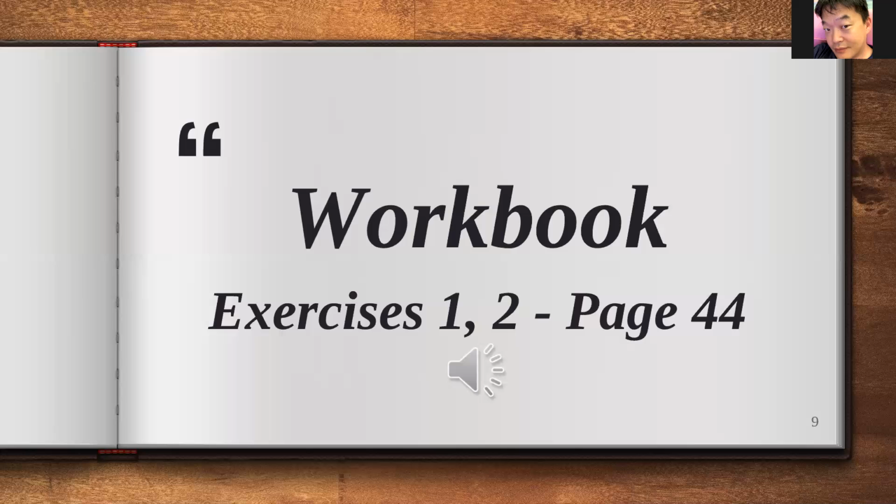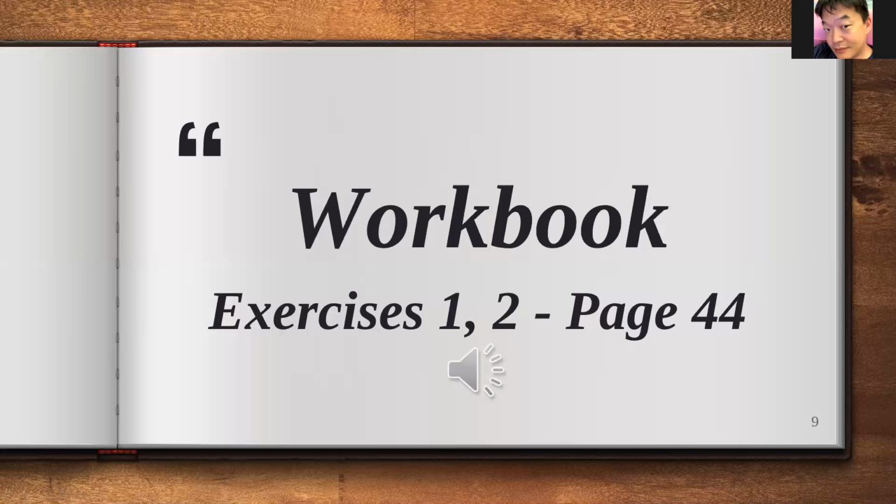And number 6, Mrs. Lamb hurt her leg. She should see a doctor. And she shouldn't walk. Okay? Questions? Just let me know. Okay? Now let's go to the next exercise.